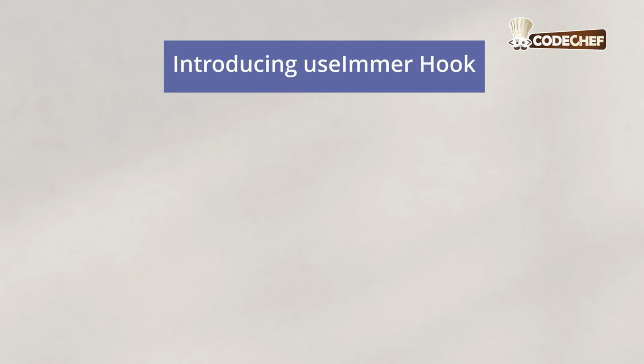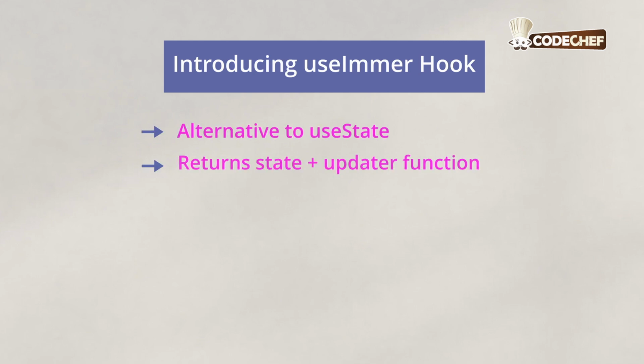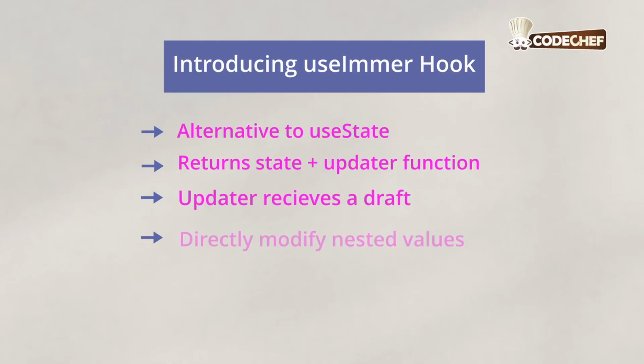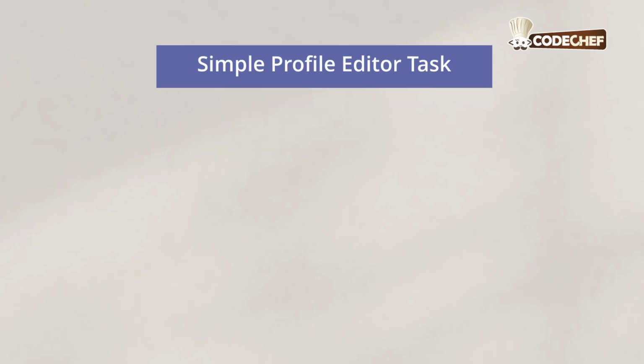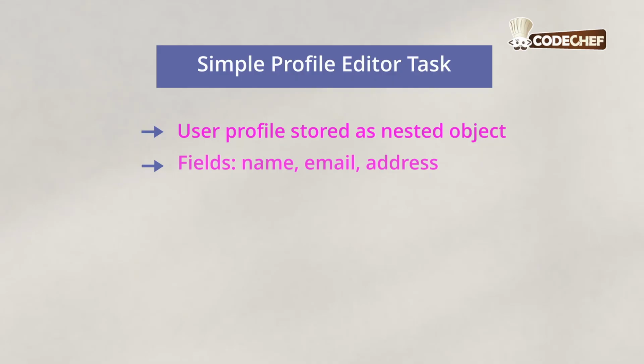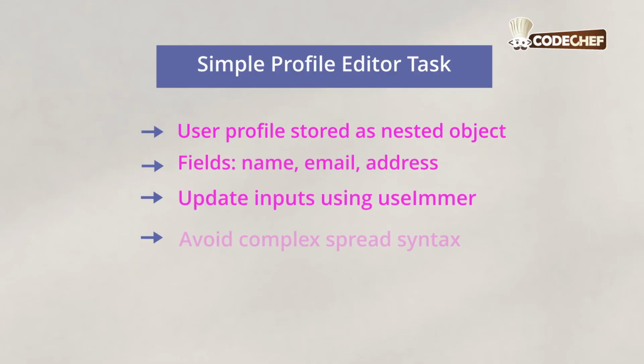Instead of useState, we can use the useImmer hook. It gives us the current state and an updater function. The difference is that the updater receives a draft object, so updating nested values becomes much easier. In this example, we have a user profile with nested data like address. Using useImmer, we can update fields like name, email, street, or city with simple assignments instead of complicated spread syntax.